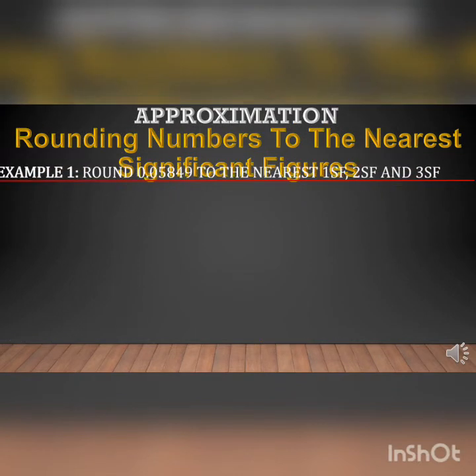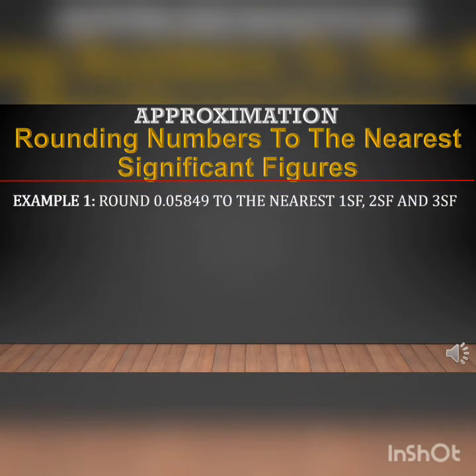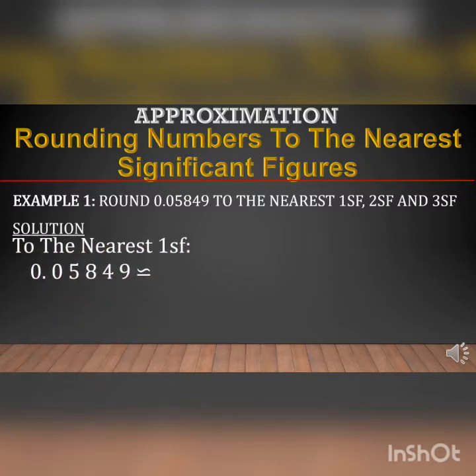Example 1: round 0.05849 to the nearest 1, 2 and 3 SF. SF means significant figures. So let's do the first SF. 0.05849. The first thing is to locate your first significant figure. Now, what's my first significant figure here? Is it 0? No. Is it 5? Yeah, it's 5. So I'll draw my line just right after 5.